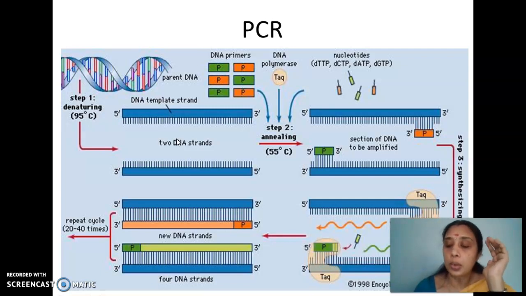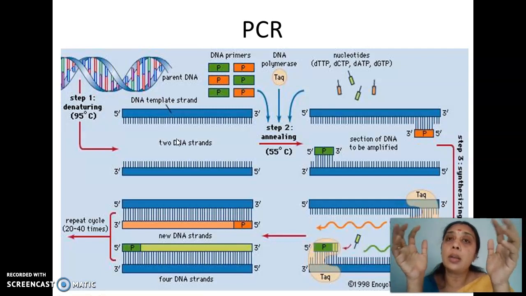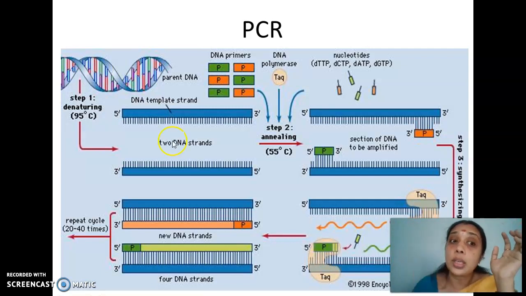Okay, so that is how. At the end of the 10th cycle, we'll be having around a thousand DNA strands. Or from a single gene, we will be having 1000 daughter DNAs at the end of the 10th cycle.